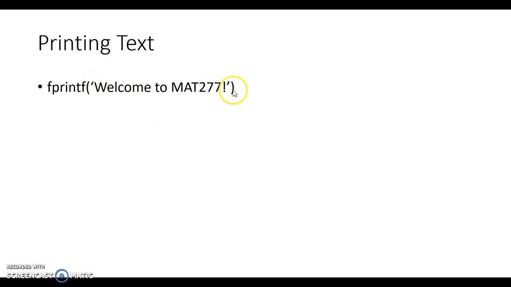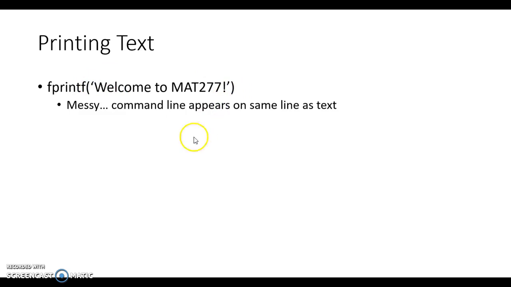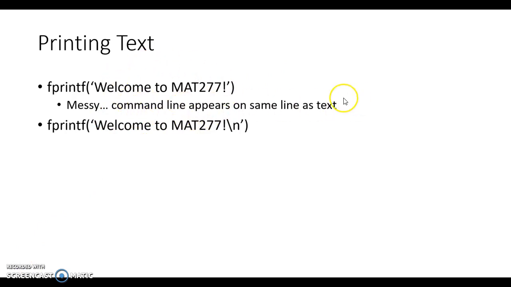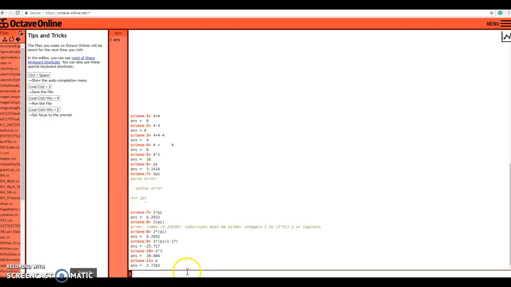Notice I have single quotes around it. We're going to notice in a second that's going to be a messy command, because this forces the text to appear on the same line as the command line. If we put a slash n after the last thing I want to print, but before the close parentheses sign, then I will be able to create a line break. Now you can also use double quotes. Double quotes work as well. Single quotes are just what I've been used to. So let's go ahead and execute this in Octave. Slash n tells Octave to break to the next line.